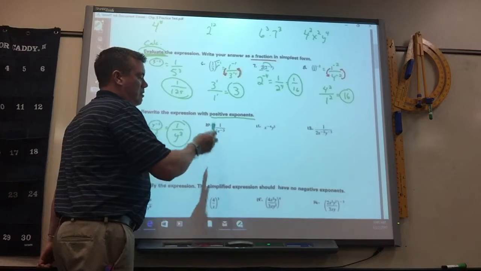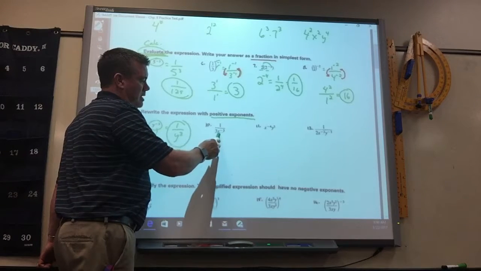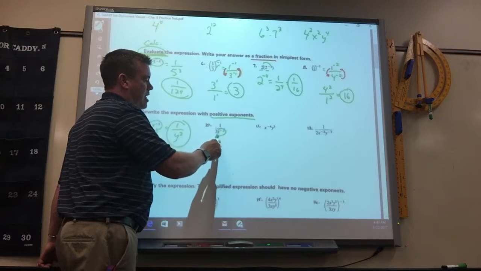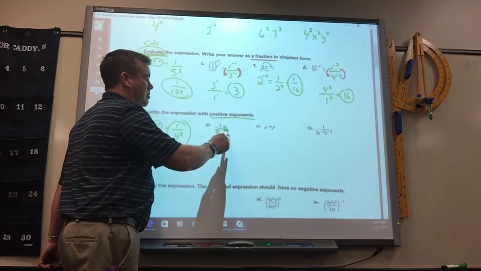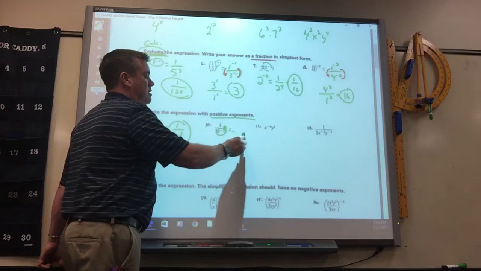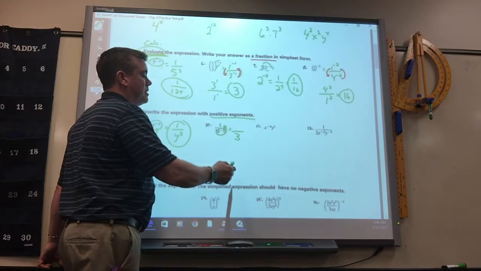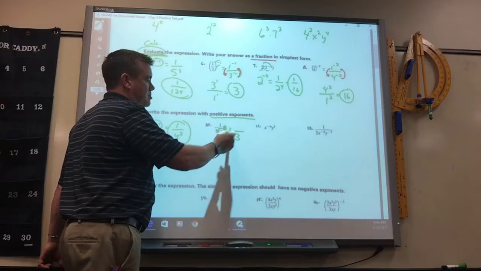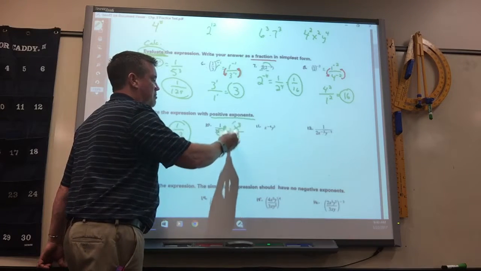Here too, now you've got to remember, the only thing that the negative is attached to is the x. So that moves up. The 3 stays where it's at. So when you move that up, it's just a 1 up there. So 1 times this would change to x to the +3rd.